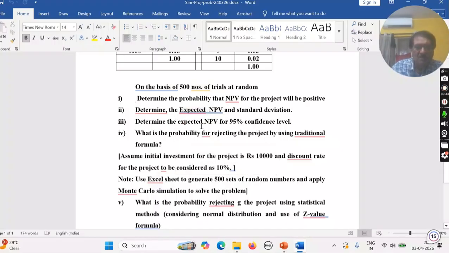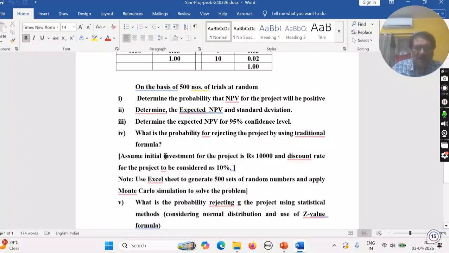Third, determine the expected NPV for 95% confidence level. That is also to be determined. What is the probability for rejecting the project by using the traditional probability formula? That is the total numbers out of each your requirement, the ratio of that. That is the traditional method.